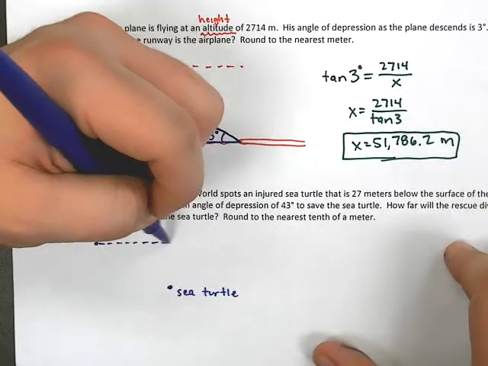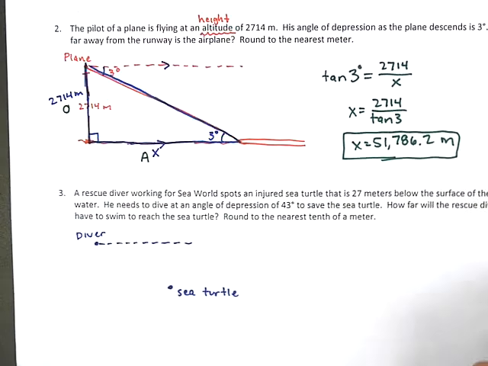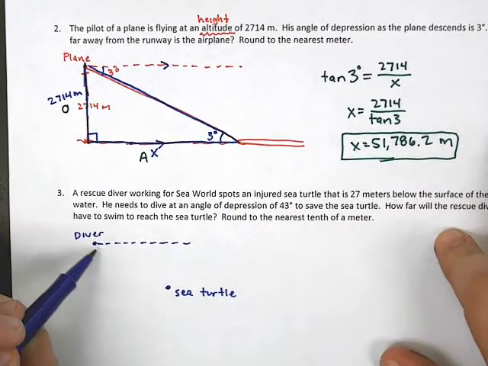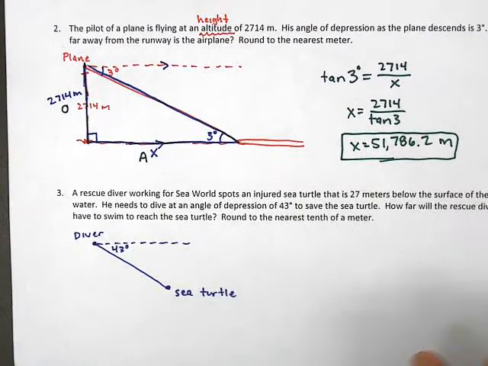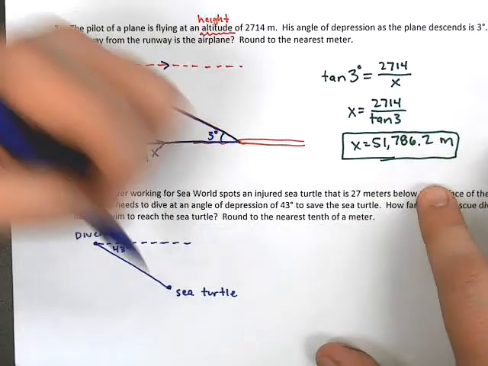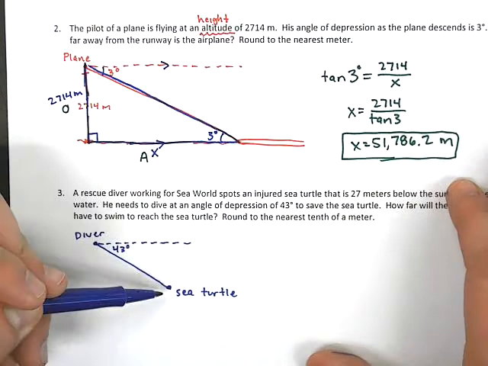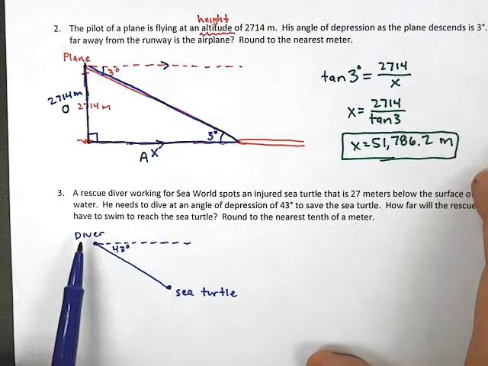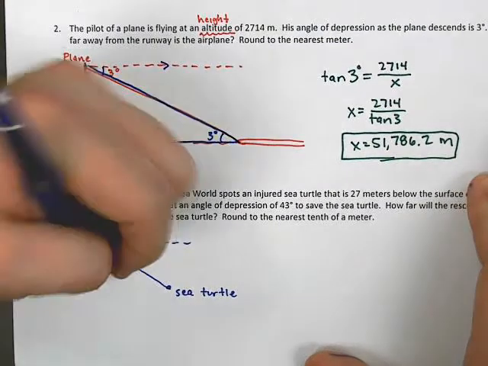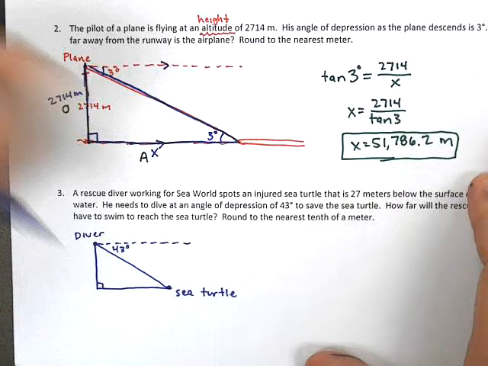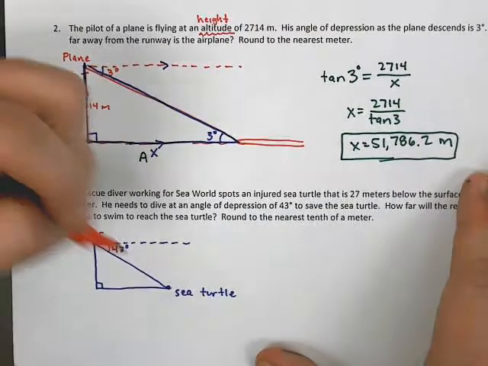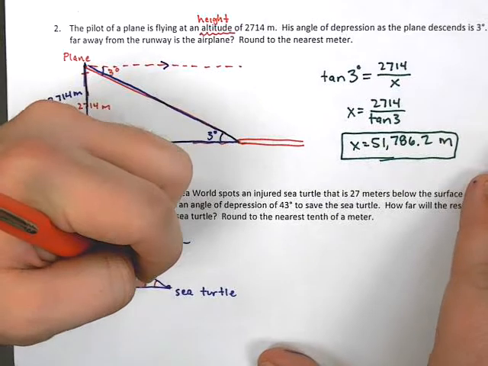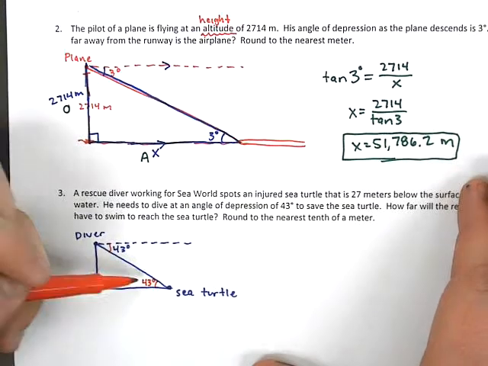Let's first say we know that this diver sees the sea turtle at an angle of depression of 43 degrees. But if you remember correctly, we're always going to switch our angle of depression to angle of elevation. So instead of going from diver to sea turtle, we're going to think sea turtle to diver, because that's what's going to let us set up this right triangle. All right? But again, we have to remember an angle of depression is the same thing as an angle of elevation. So if this is 43, this is 43.